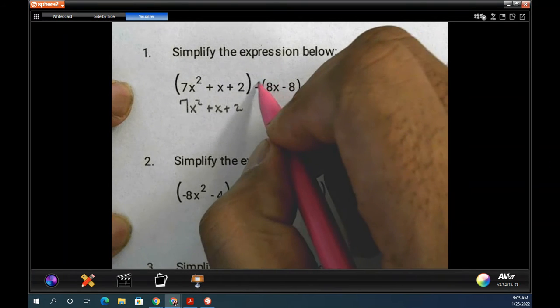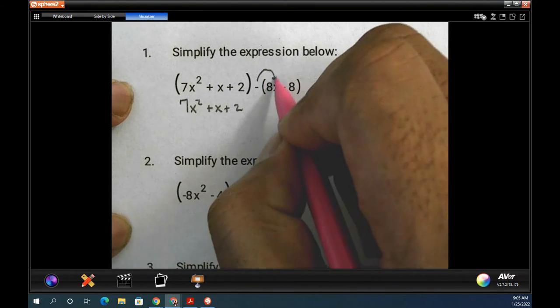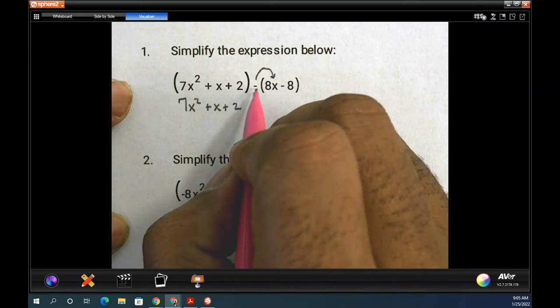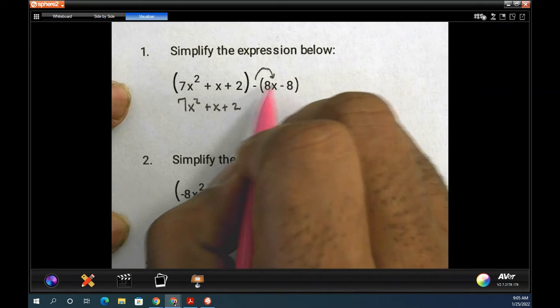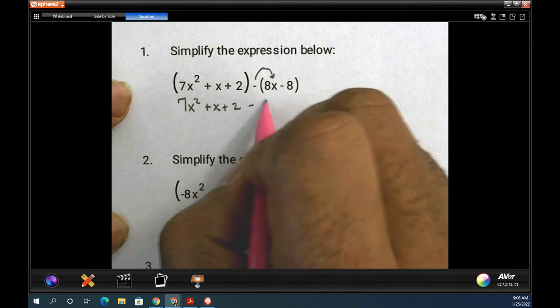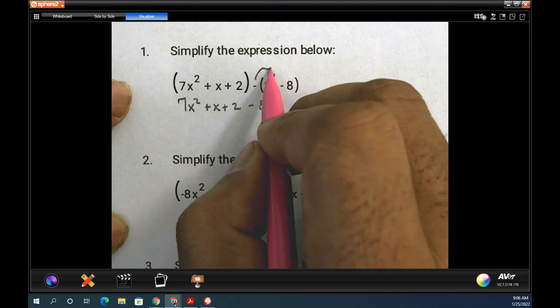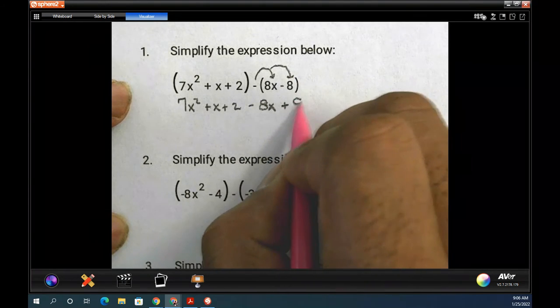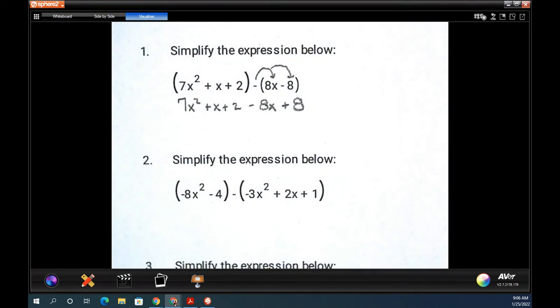Now you have to distribute that -1. That negative is like just multiplying by -1. Anytime a negative is outside the parentheses, you have to distribute -1. -1 times 8x is minus 8x. -1 times -8 makes that a positive 8, because we're subtracting.